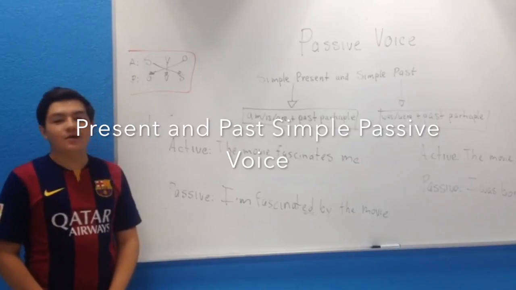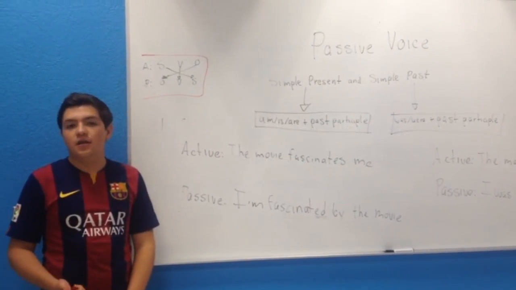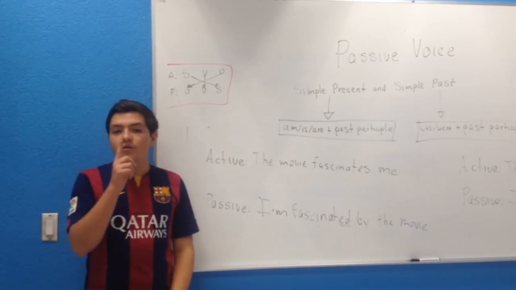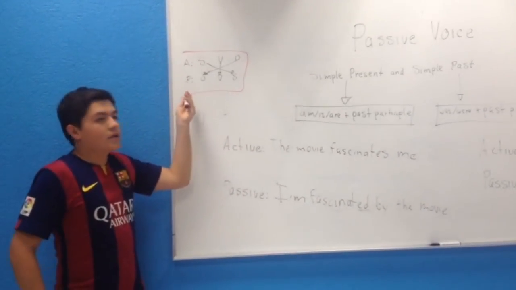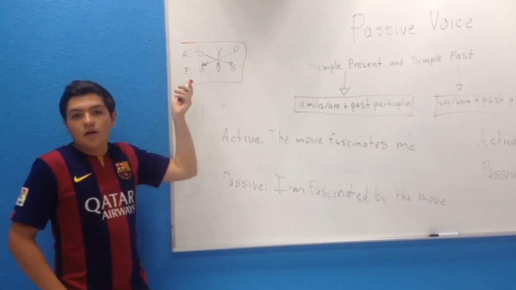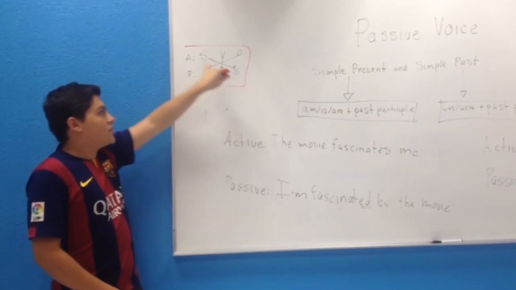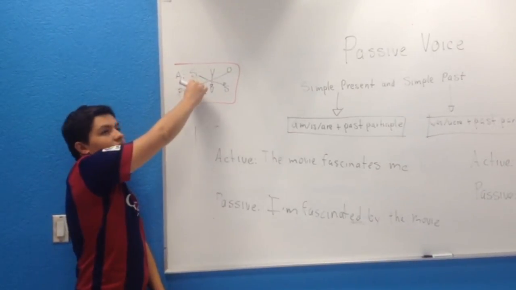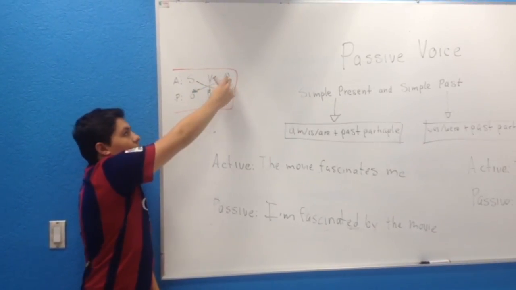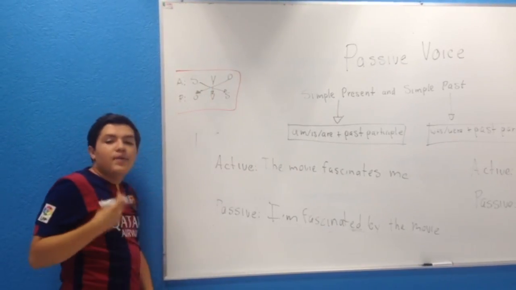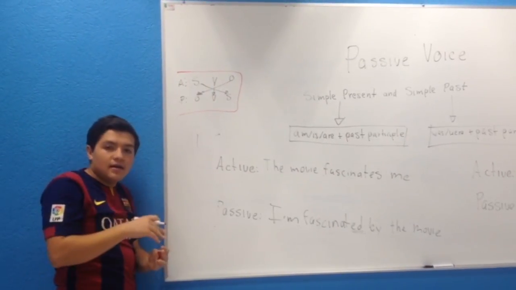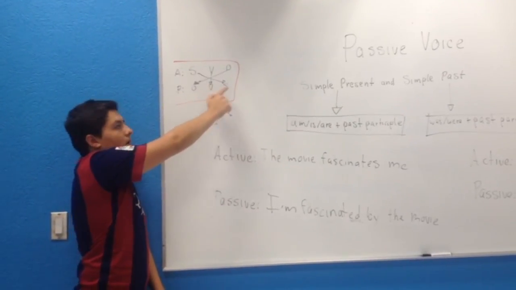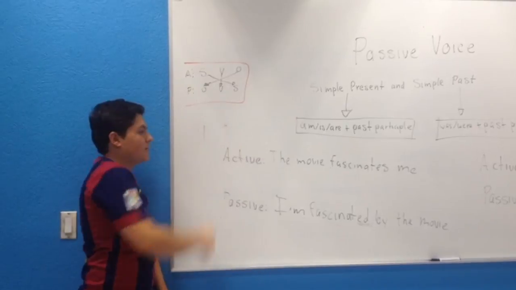We are going to explain passive voice when we talk or write in simple present or simple past. We have to take note of this. When we are talking in active voice or passive voice, the structure in active is, first of all, the subject, then the verb, and finally the object. In passive, it's the other way: first the object, then the verb, and finally the subject.